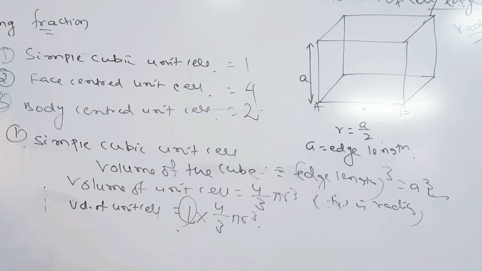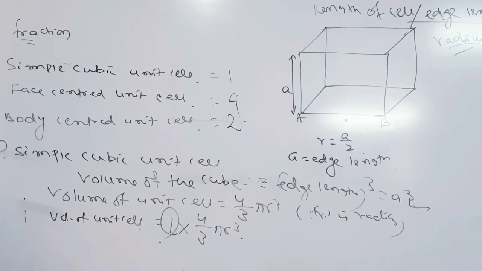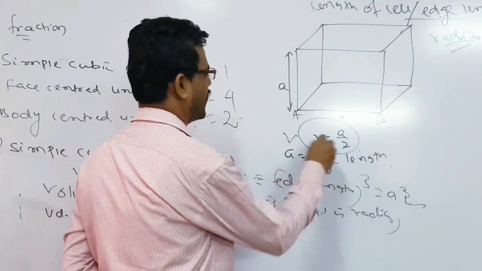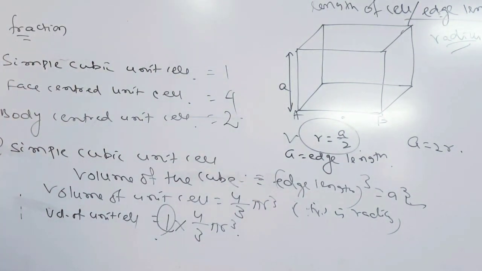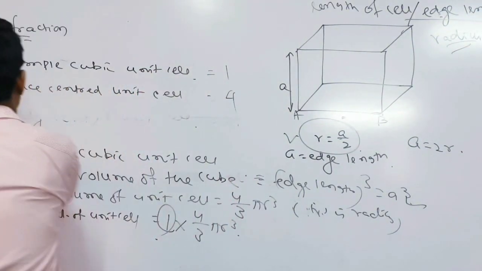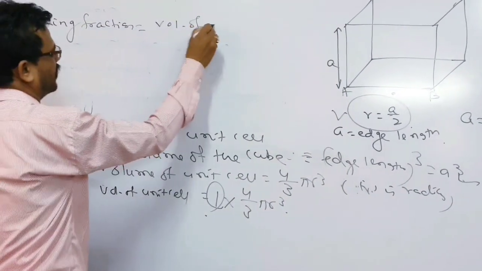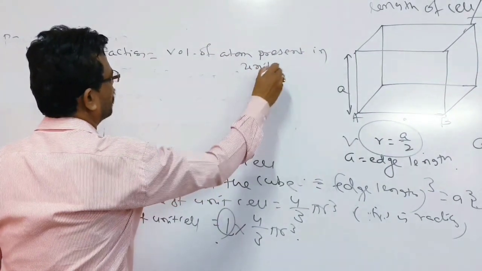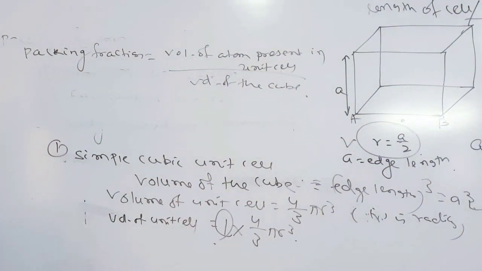Now, in the case of a simple cubic lattice, r is equal to a by 2, or a is equal to 2r. So to find the packing fraction, packing fraction is equal to the volume of atoms present in the unit cell divided by the volume of the cube. So now you see the volume of the cube.